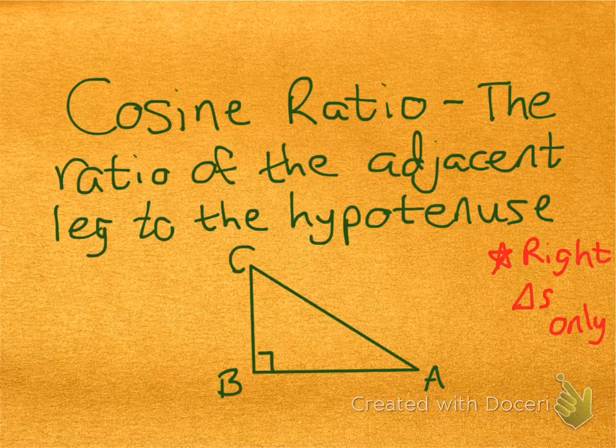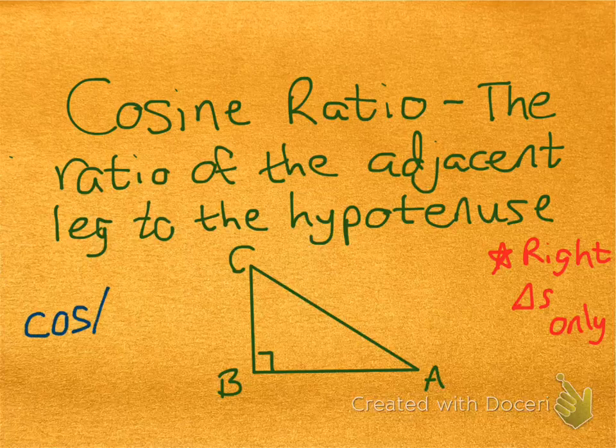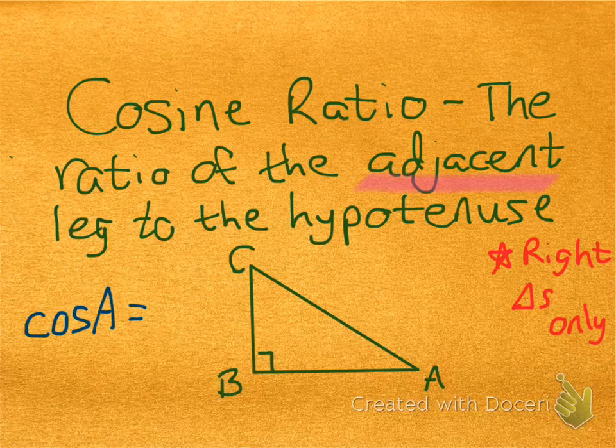So let's look at the cosine ratio next. The cosine ratio is the ratio of the adjacent leg to the hypotenuse. And again, for both of these, we are specifically talking about right triangles. Okay, we're specifically talking about right triangles. Now, when we're talking about the cosine ratio, let's again look at the cosine of angle A. So the cosine of A. Again, we're looking at the definition here. It's the adjacent side, or the adjacent leg specifically, to the hypotenuse.